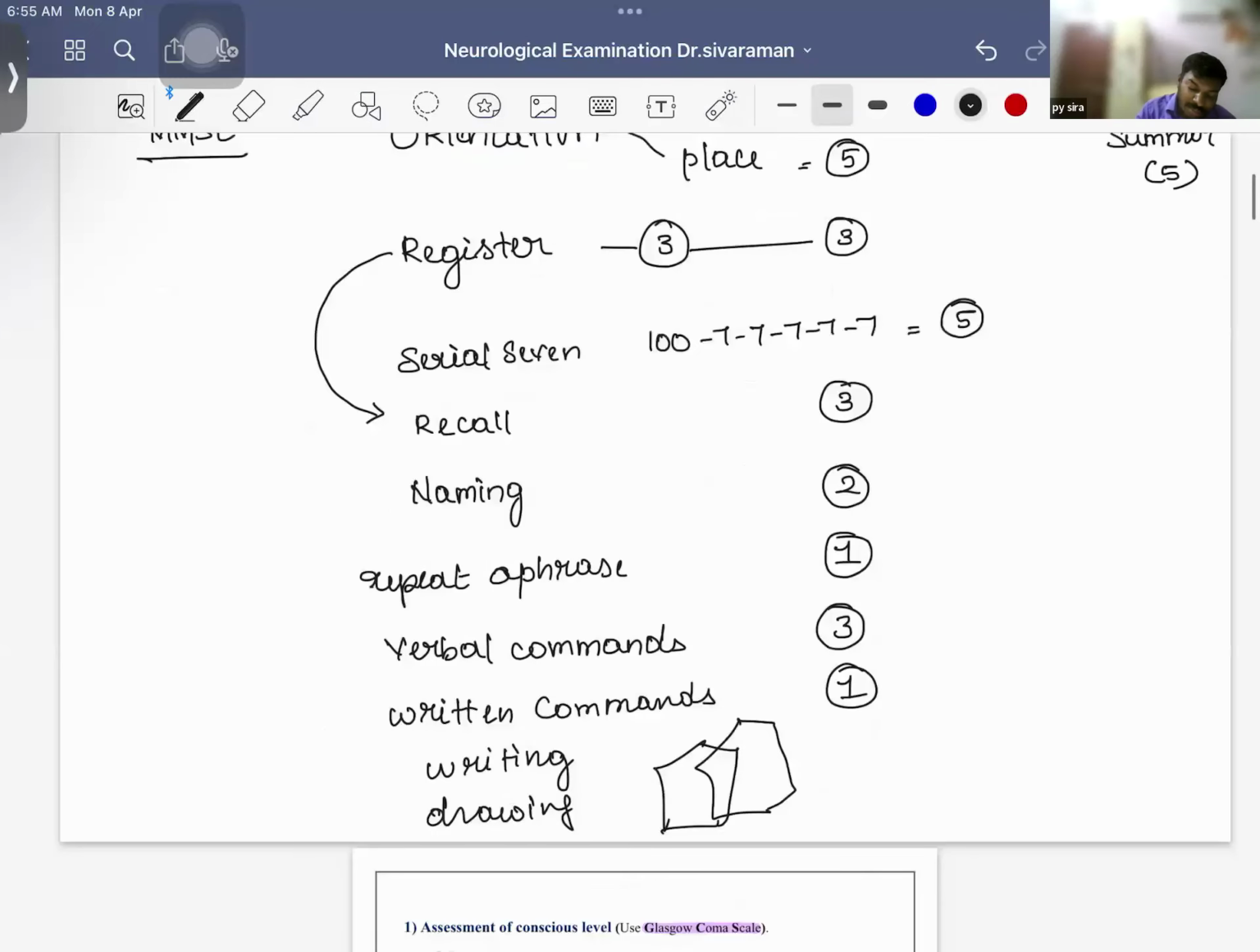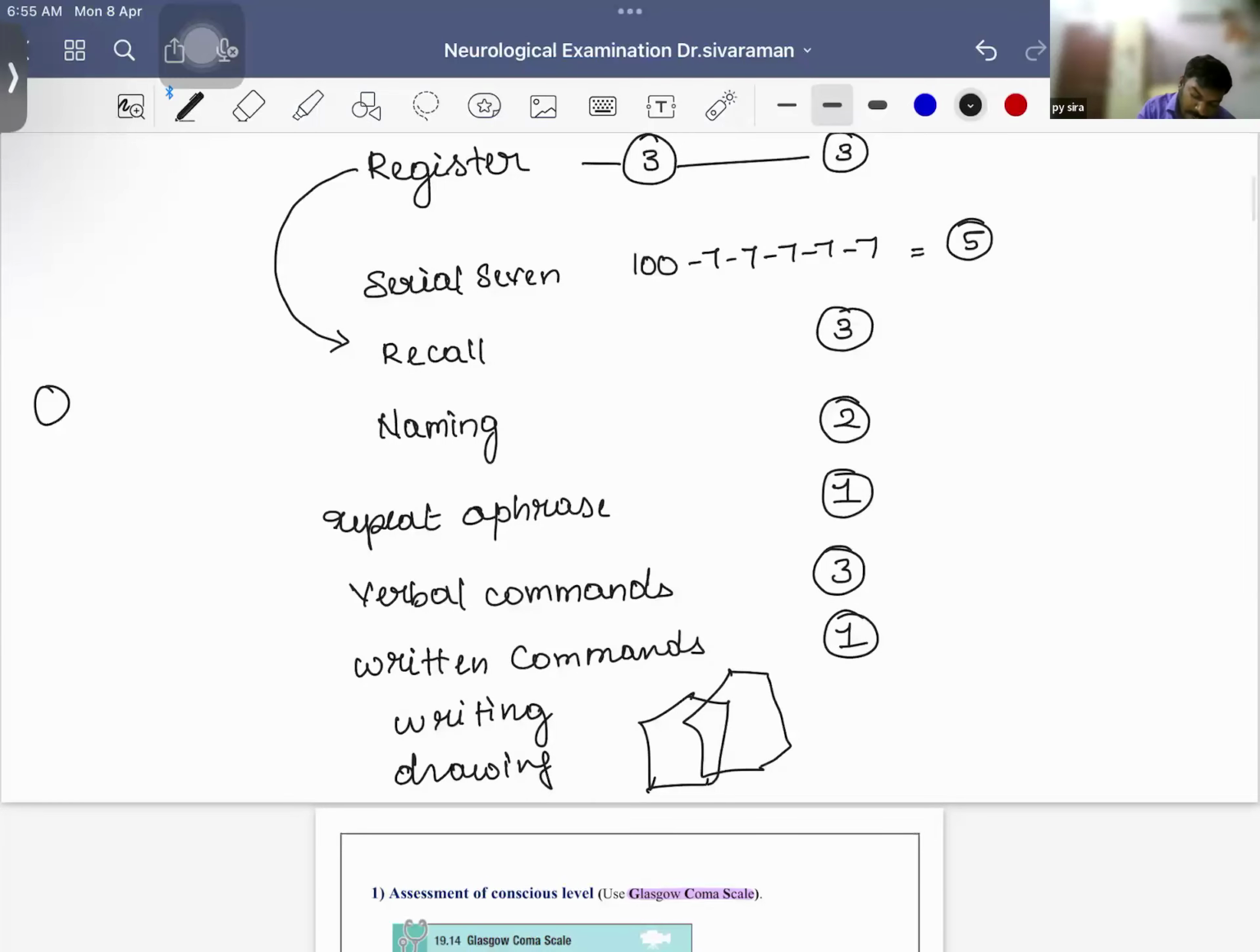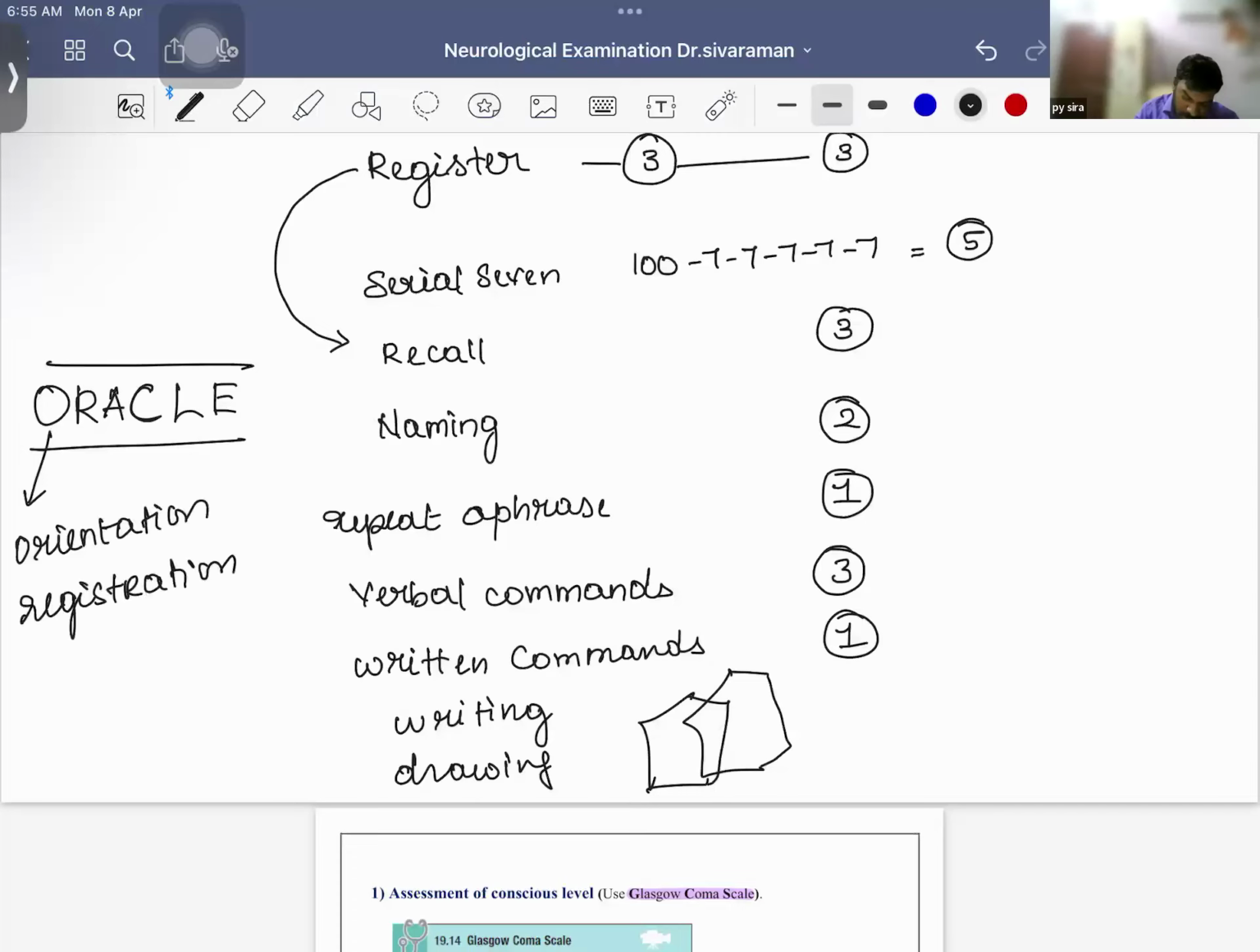Okay, if all this is difficult for you, then you can remember it as orientation, registration, recall, attention, language, and executive function. So you can remember it like this also.